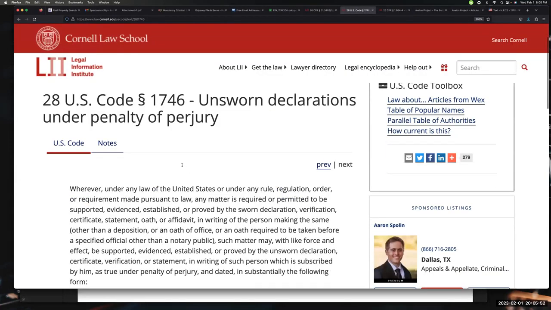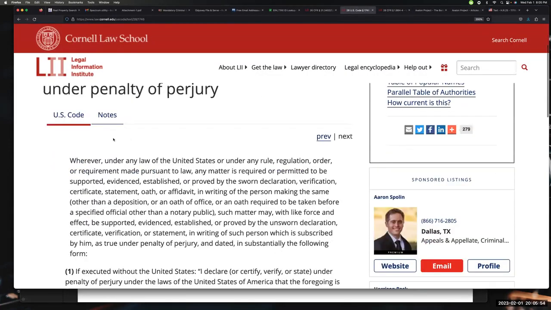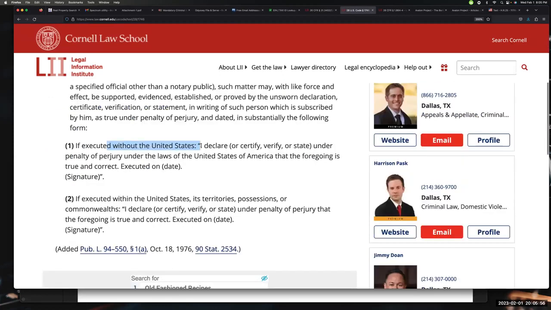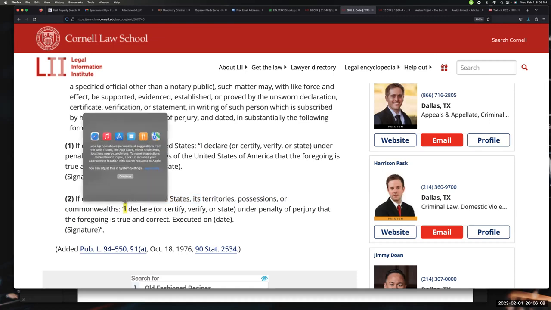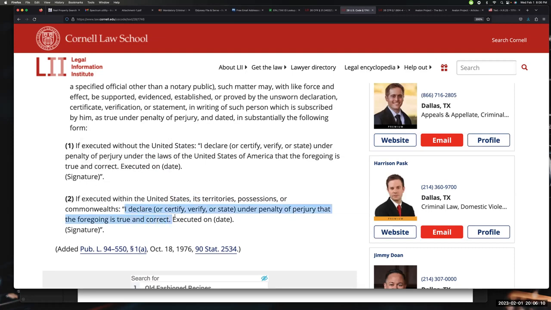That's the unsworn declaration. It's either going to be without the United States or within the United States and all of its territories, possessions, or commonwealths. So the one that is on that W-4 right now is this. That's exactly what it says. And it's putting you directly under their jurisdiction. But there is a difference.